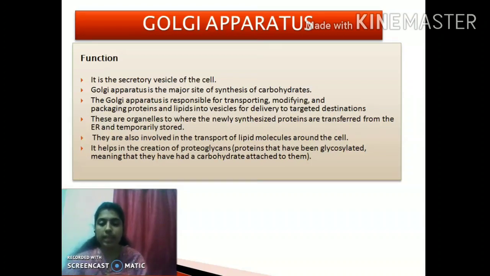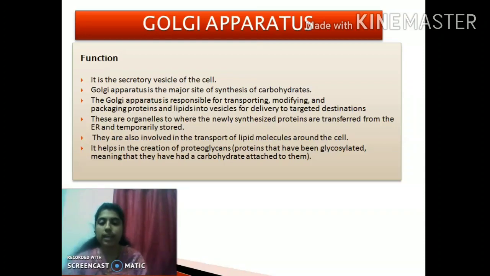Next, these are the organelles where newly synthesized proteins are transferred from the endoplasmic reticulum and temporarily stored. We have already discussed that the proteins synthesized by the endoplasmic reticulum are not matured at the very beginning, just as they are produced. So for their maturation and proper packaging and sorting, they have to be transferred to the Golgi, where they are stored temporarily, and ultimately when they get matured and packed well, they are transported from the Golgi itself.